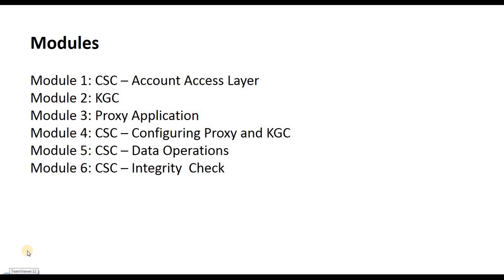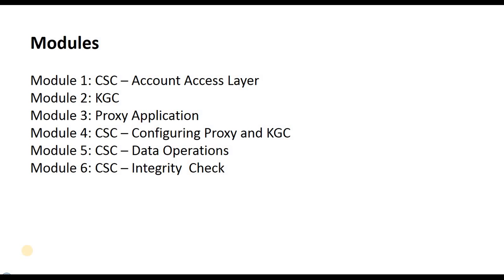Before we go to module number 3, that is the proxy application, I want to show you how module number 4 and module number 5 work, and then I will get back to module number 3. Module number 4 is all about configuring a proxy and KGC application. Here the user will be able to send a request to a new proxy, so that the CSC application will be able to use that proxy for uploading the data to the cloud.